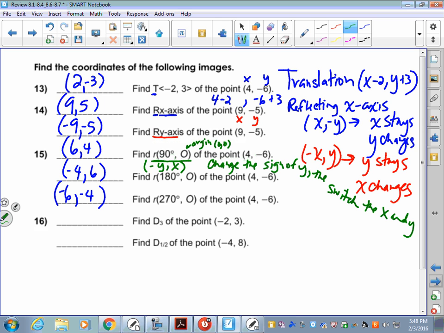All right, this is on your foldable. So here, 4 is x, negative 6 is y. We're going to change it to a positive 6, and we're going to switch the order, so it goes 6, comma 4. The rule for rotation for 180 is negative x, comma negative y. So we're just changing the signs of both x and y. So positive 4 now becomes negative 4, negative 6 now becomes positive 6. And then for 270, we have y, comma negative x. So this is when we change the sign of x and then switch x and y.